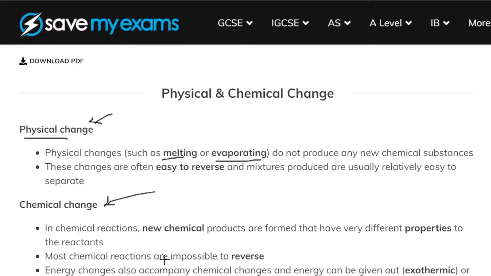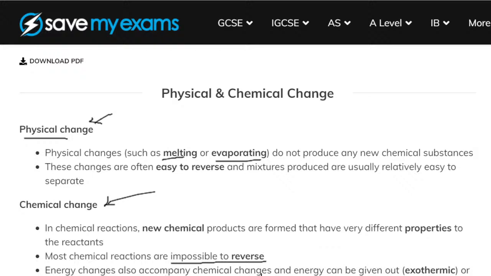Most chemical reactions are impossible to reverse. That's a key phrase there: impossible to reverse. So in a chemical change, in simple terms, it is impossible to reverse. You cannot reverse anything in a chemical change. Then we move on. I think these are some examples. Energy changes also accompany chemical changes.